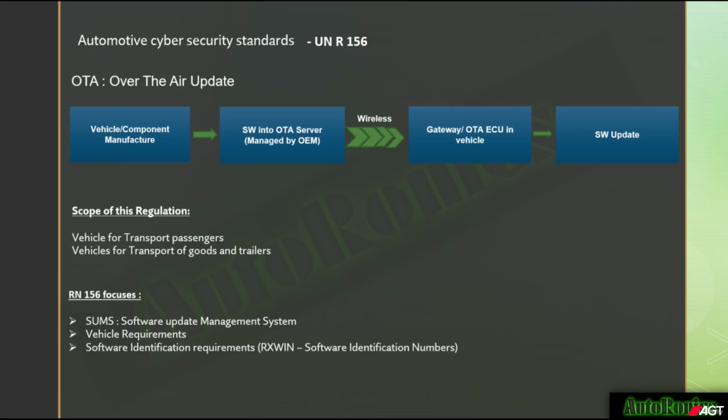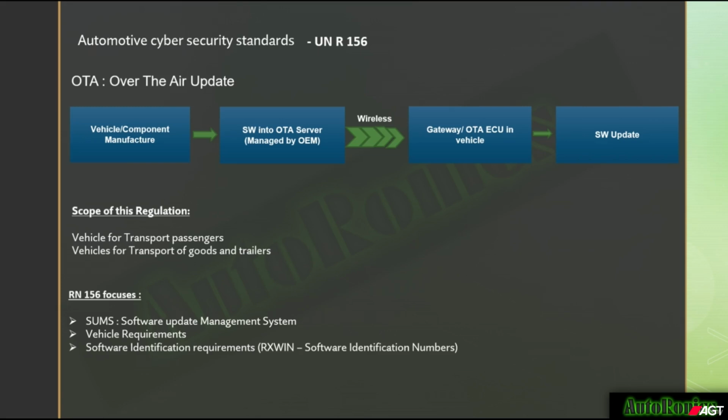Then there are software identification requirements, let's say the software identification number, which is RxSWIN. At the end of the period of validity of the certificate of compliance for the software update management system, the approval authority shall, after a positive assessment, issue a new certificate of compliance for the software update management system or extend its validity for a further period of 3 years. The approval authority shall issue a new certificate in cases where changes have been brought to the attention of the approval authority or its technical service and the changes have been positively reassessed.